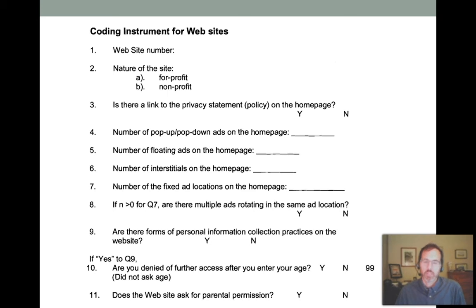So this page and the next page are from a coding sheet from someone who was coding websites for children, and they were particularly interested in the advertising on these websites and whether or not these sites collected personal information. As you can see, the last question here asked for parental permission. So their coders would look at a website and answer these questions. Each of these categories aimed at measuring things that the researcher wanted to try to measure.